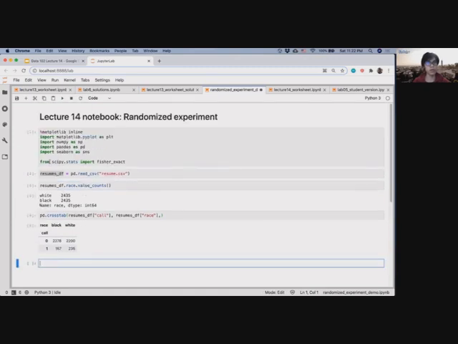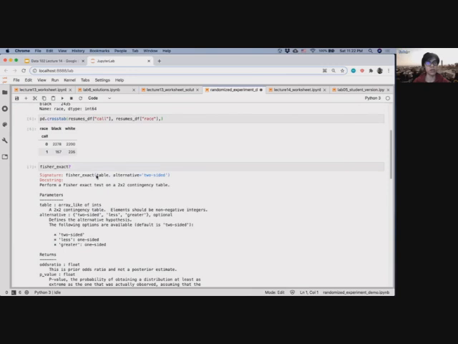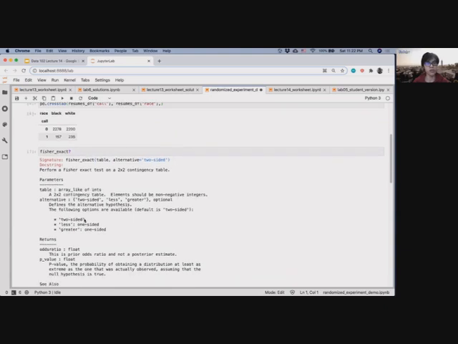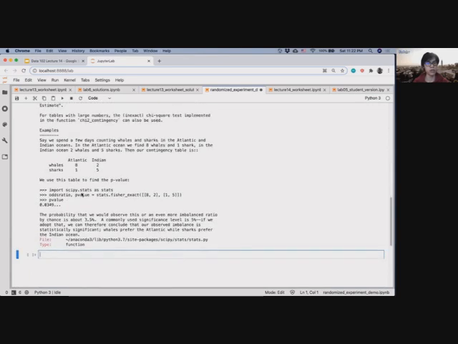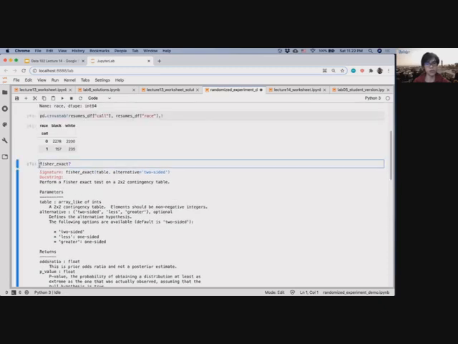Okay, and we do this by importing from SciPy stats. Let's see what this function does. It takes as input the table, and whether or not you want to do a two-sided test or one-sided test. Let's just do a two-sided test because why not? It's simpler. And let's see what the output is. The output is an odds ratio and then the p-value. We defined what odds ratios were in the previous lecture, but let's not care about them.